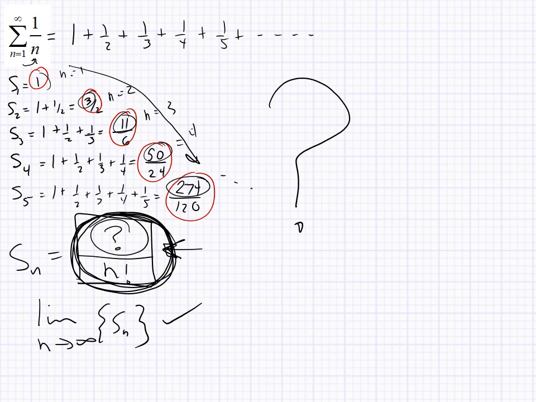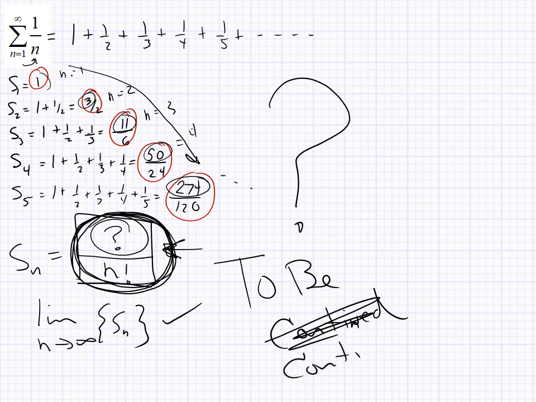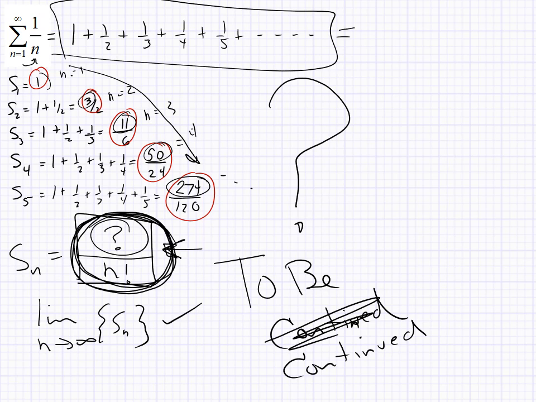So for right now, to be continued. It would help if I could spell it. To be continued. Okay? We'll figure out a way to do this, but this partial sums way is probably not the best way to do it, which then tells us we need to come up with other ways of determining whether or not a sequence is going to converge or diverge. Now I'll give you just a sort of foreshadow to where this is going to go. This one's going to end up diverging. Okay? But we need to figure out why.